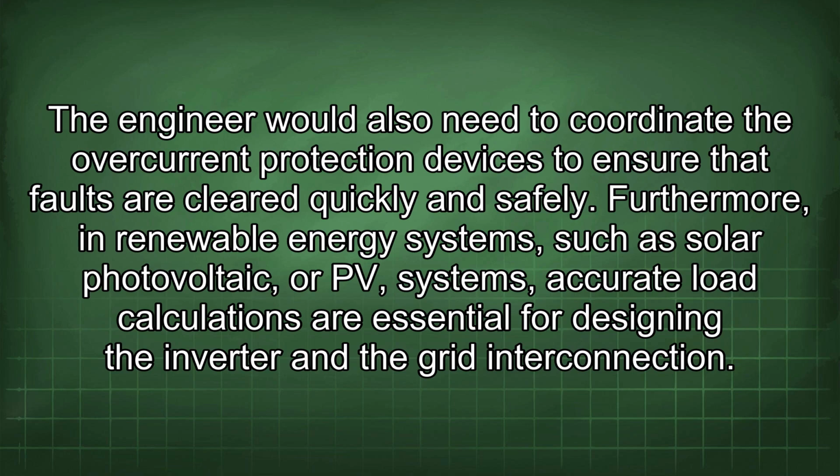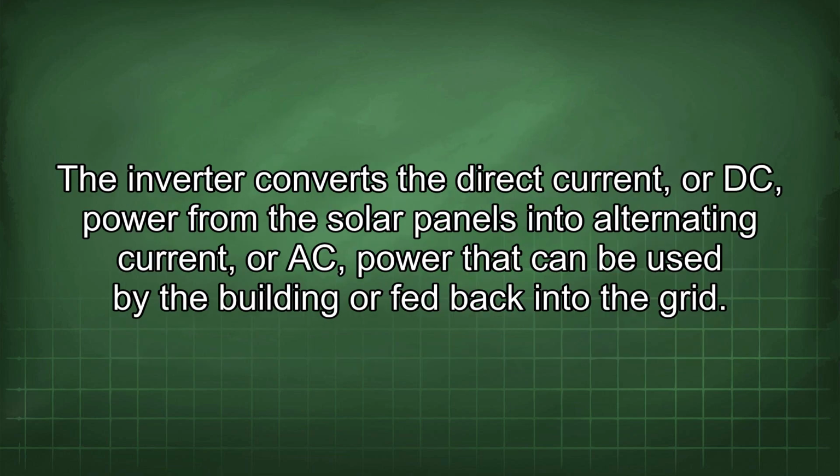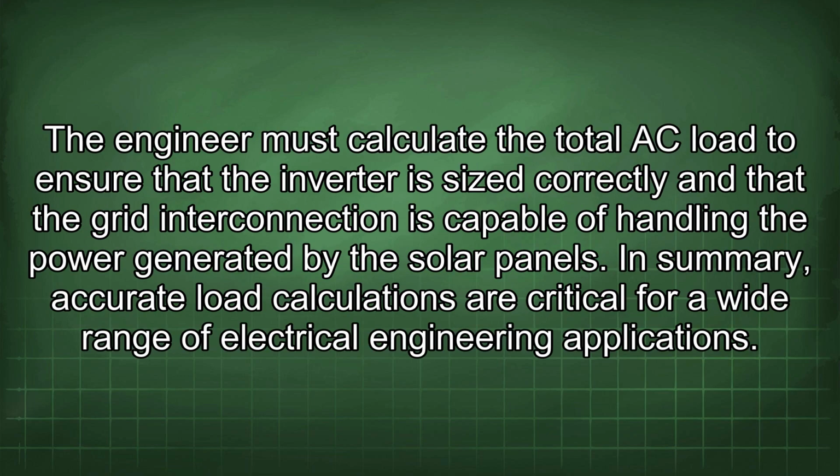Furthermore, in renewable energy systems such as solar photovoltaic, or PV, systems, accurate load calculations are essential for designing the inverter and the grid interconnection. The inverter converts the direct current, or DC, power from the solar panels into alternating current, or AC, power that can be used by the building or fed back into the grid. The engineer must calculate the total AC load to ensure that the inverter is sized correctly and that the grid interconnection is capable of handling the power generated by the solar panels.